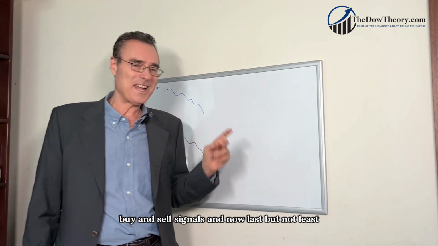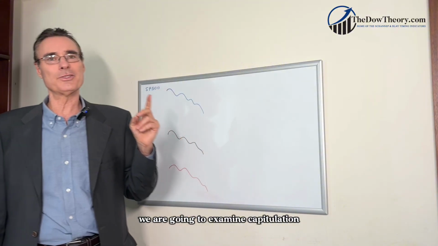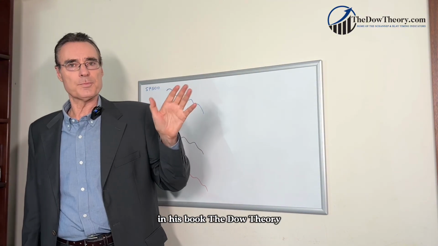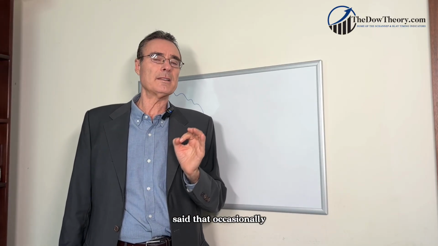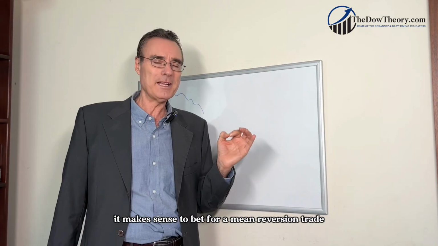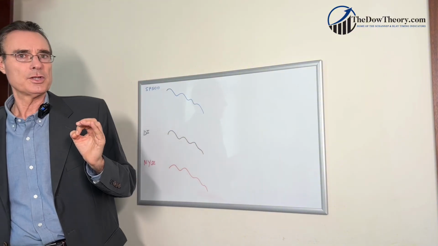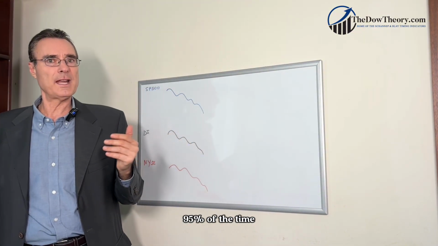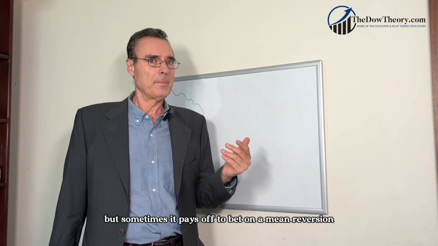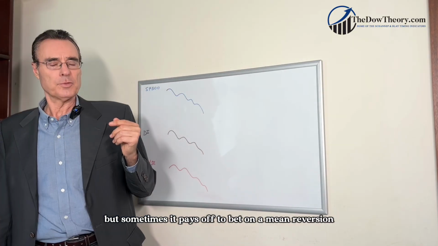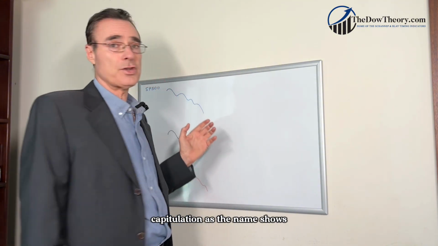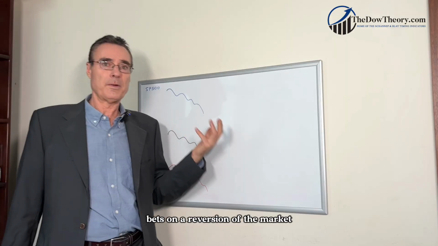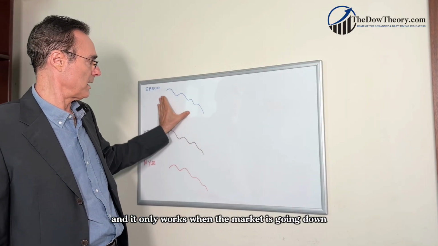And now, last but not least, we are going to examine capitulation. Capitulation is really very important because Rhea, in his book The Dow Theory, said that occasionally it makes sense to bet for a mean reversion trade. So we are trend followers, that's good, but I would say that we are trend followers 95% of the time. But sometimes it pays off to bet on a mean reversion. Capitulation, as the name shows, bets on a reversion of the market. And it only works when the market is going down.